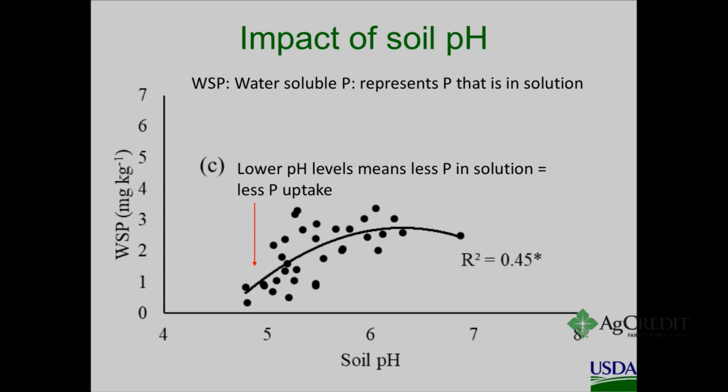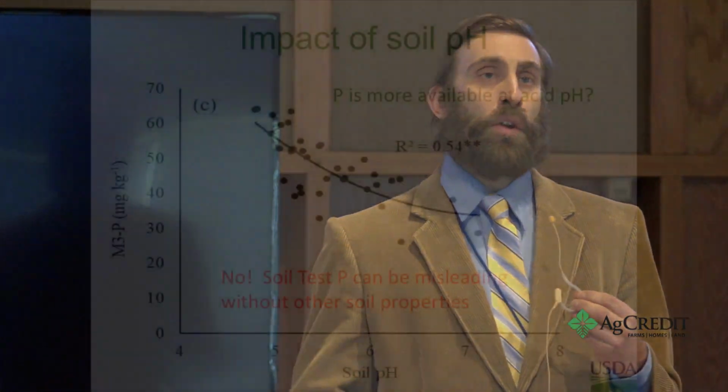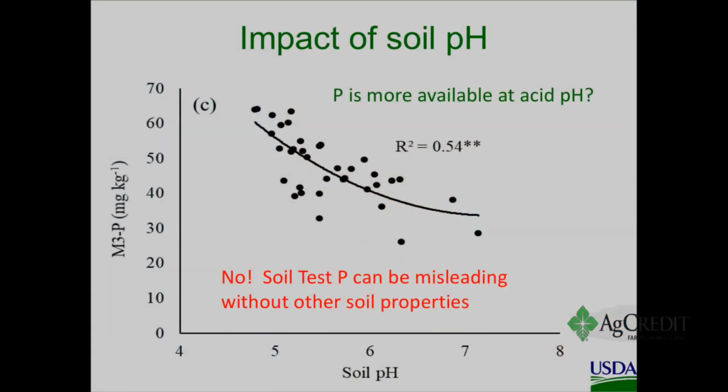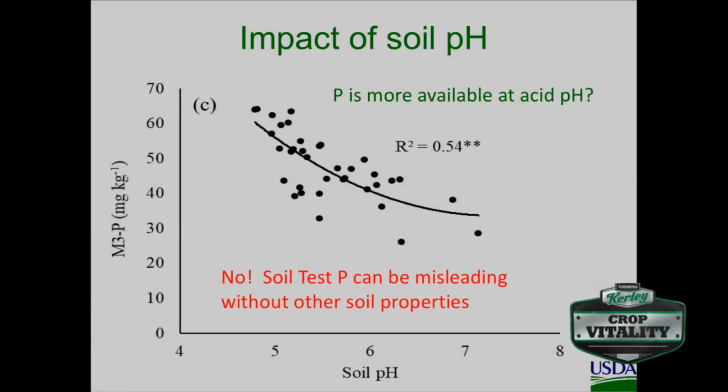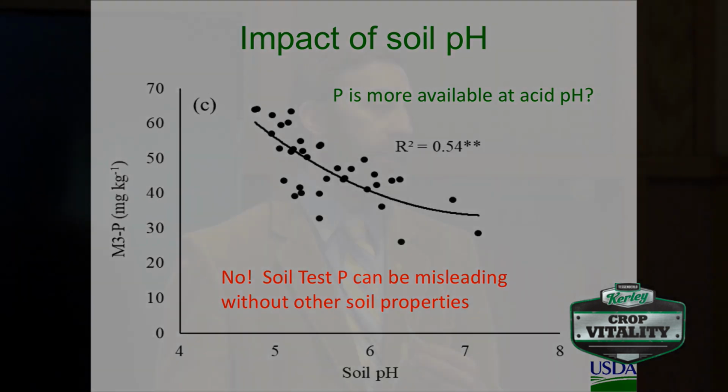Let's look at Mehlich 3. Here's Mehlich 3, exact same soils. So if you looked at this, if you didn't know any better, you'd say, well, it looks like my phosphorus is more available at acid pH. But does that make sense? We know that's not true. We know that's absolutely not true. Soil test phosphorus levels can be very misleading without knowing other soil properties. Using them alone can be very misleading.